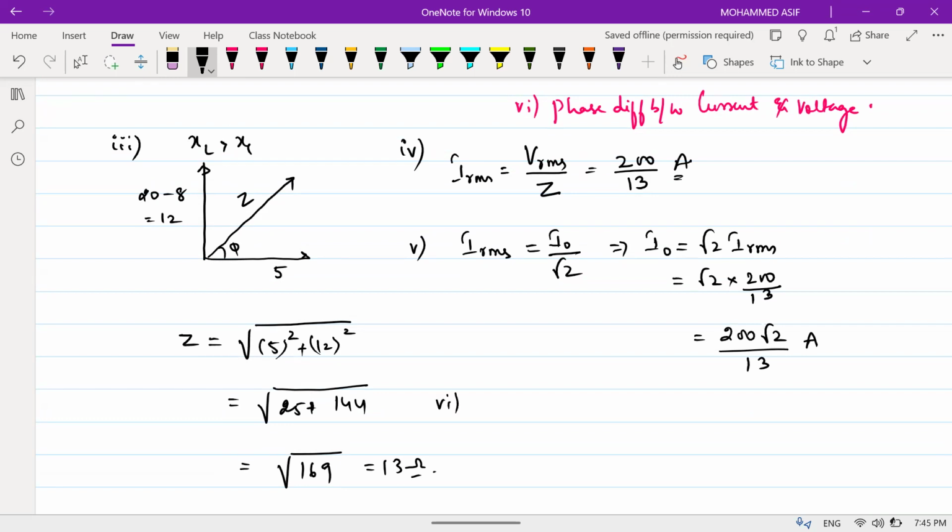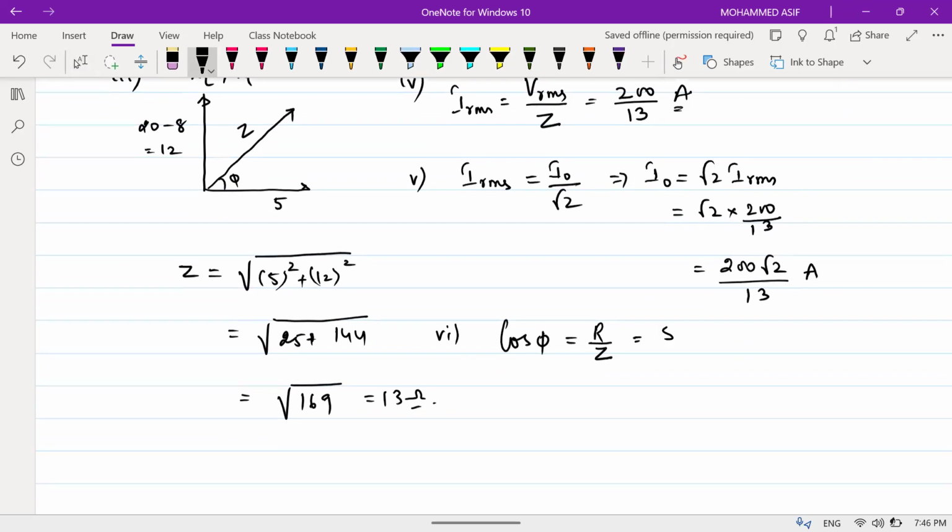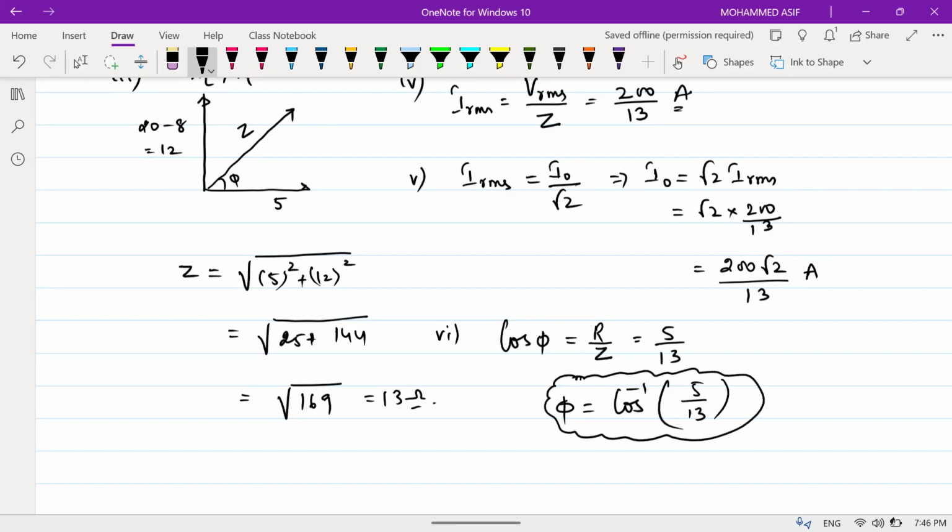Sixth one, phase difference is asking. How do you calculate the phase difference? Cos phi is equal to R divided by Z. R value is given in the problem as 5. Z value is 13. So phase difference will be equal to cos inverse of 5 divided by 13. This will be the value of your phi. Am I clear? Yes, sir.